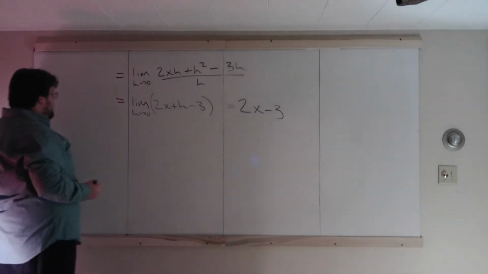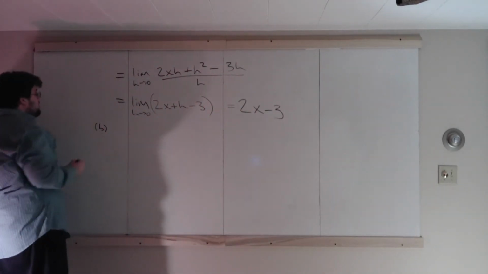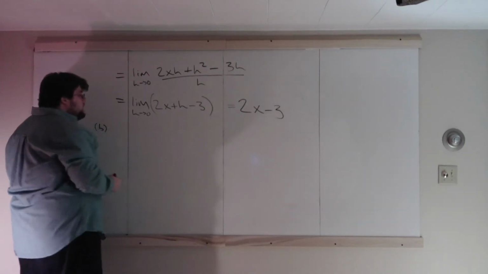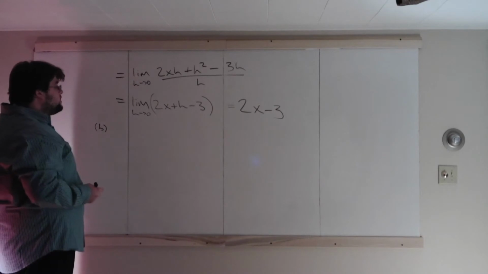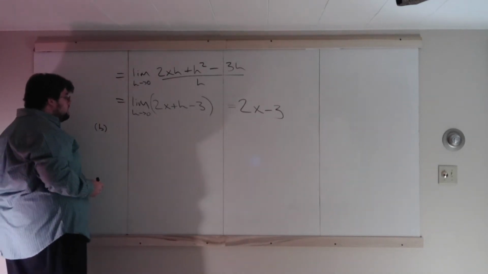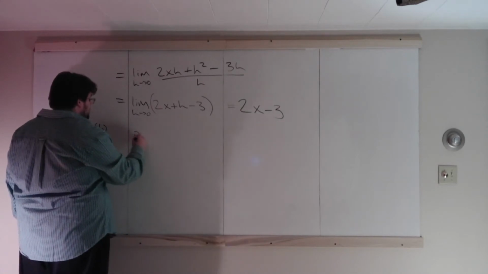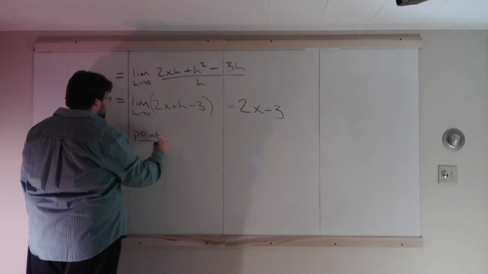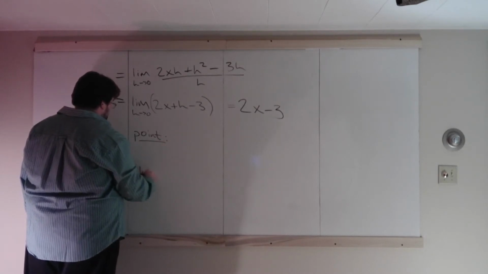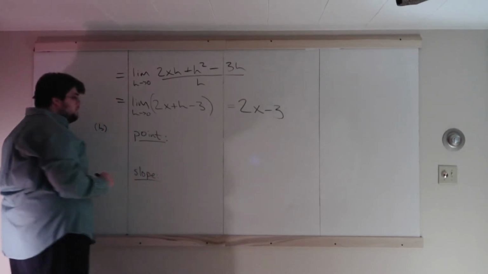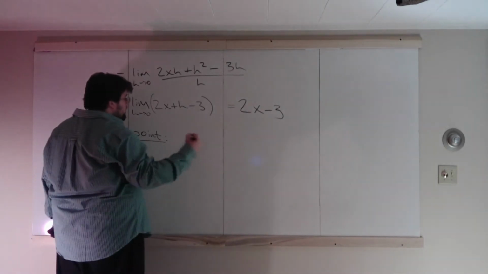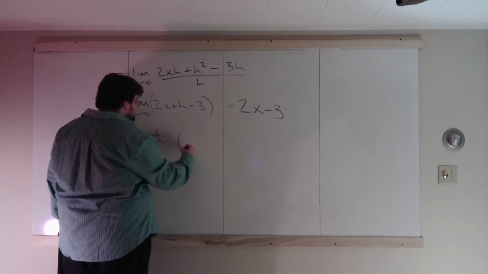Well, that was just part A. I don't think I wrote a letter A on the board when I did that. Part B said find an equation for the tangent line at x equals 2. Well, for an equation for a tangent line, we need a point. We need a slope. Well, what's the point? The point was given to you as x equals 2.